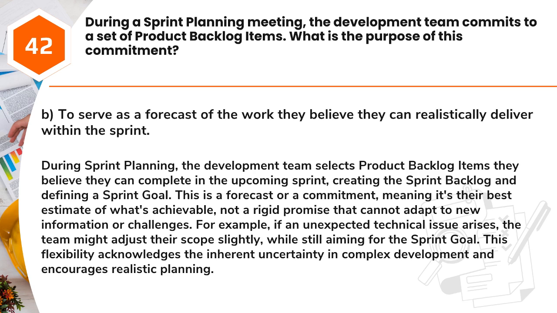This is a forecast or a commitment, meaning it's their best estimate of what's achievable, not a rigid promise that cannot adapt to new information or challenges. For example, if an unexpected technical issue arises, the team might adjust their scope slightly, while still aiming for the sprint goal. This flexibility acknowledges the inherent uncertainty in complex development and encourages realistic planning.